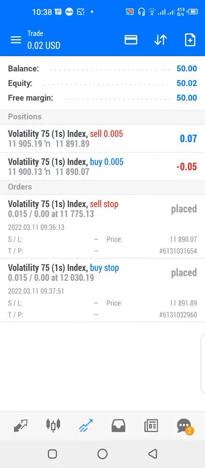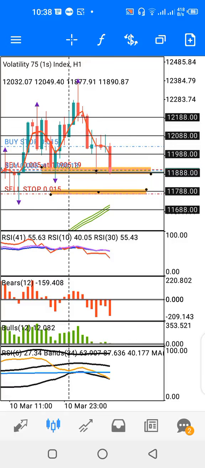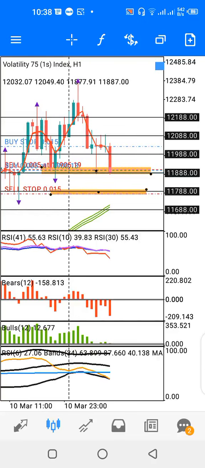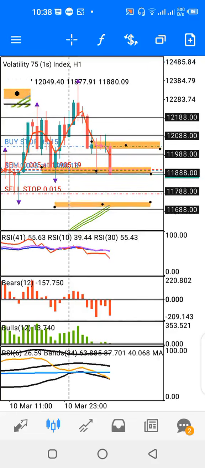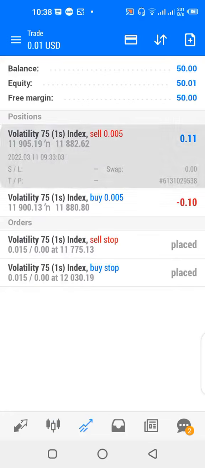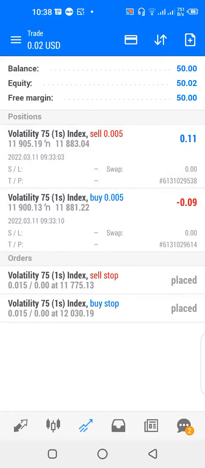Now, before I go on, let me just illustrate this. The buy stop is to cover for the sell trade, while the sell stop is to cover for the buy trade. So what I'm going to do now is to take profit for both the sell trade and the buy trade. My take profit is going to be about 60 points.